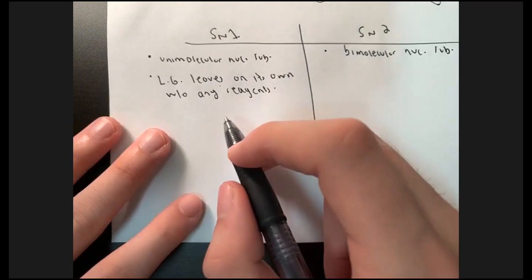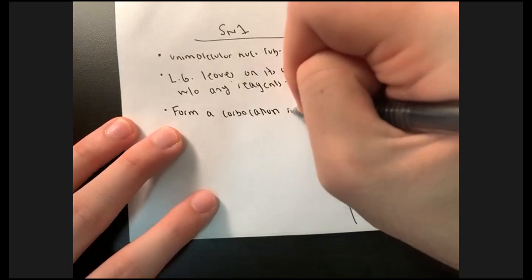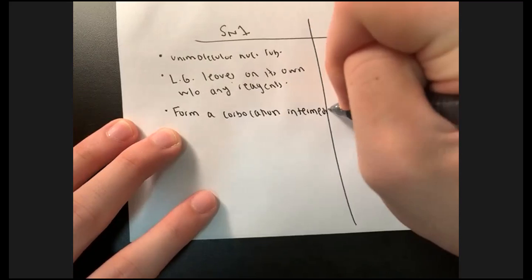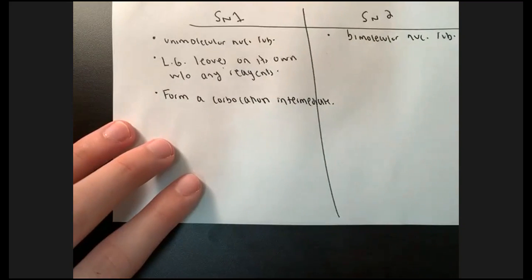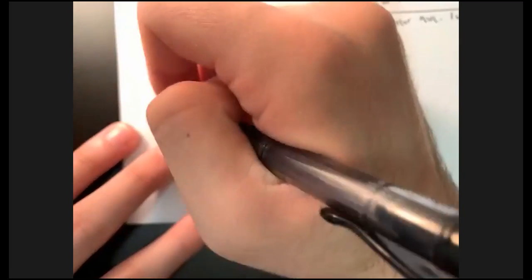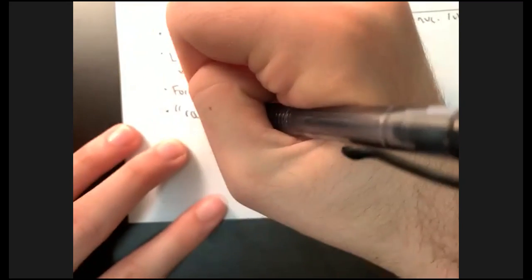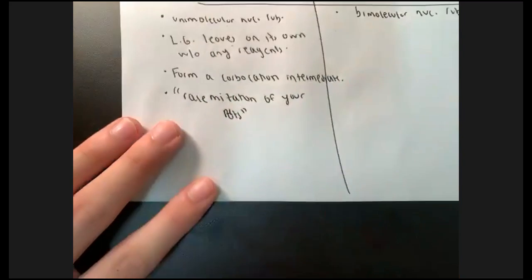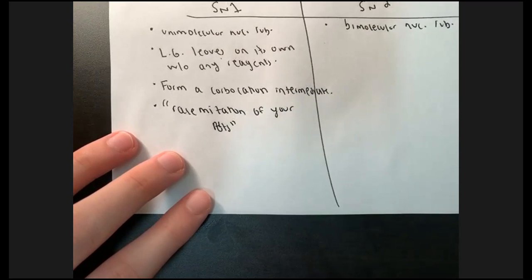Then what happens when that leaving group leaves? Well, we're going to form a carbocation intermediate. And trust me, I know this may not make sense now, but it will once we start doing practice. It forms a carbocation intermediate, okay? And what's the consequence of forming a carbocation intermediate? Well, you're going to have racemization of your products, okay? So that basically means you're going to get both enantiomers.